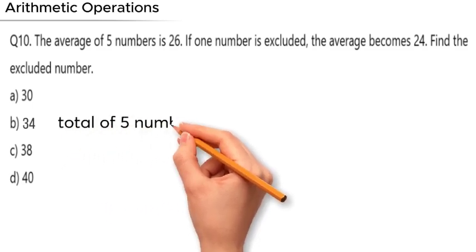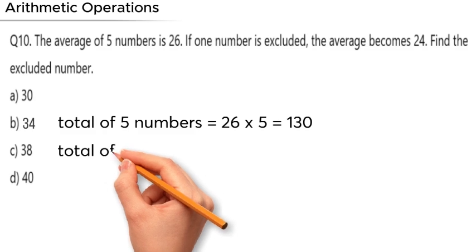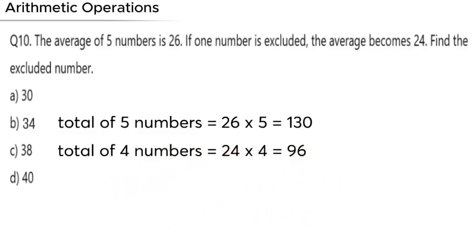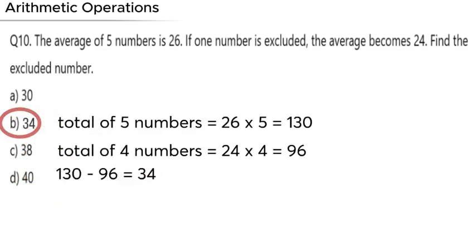The total of 5 numbers is 26 times 5 is equal to 130, while the total of 4 numbers is 24 times 4 is equal to 96. Therefore, the excluded number is 130 minus 96 and is equal to 34.